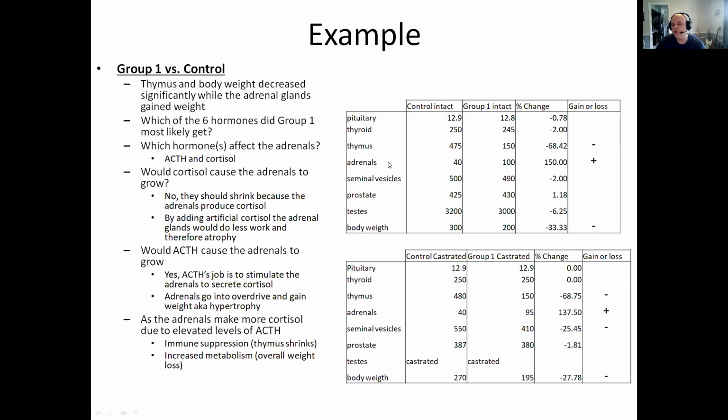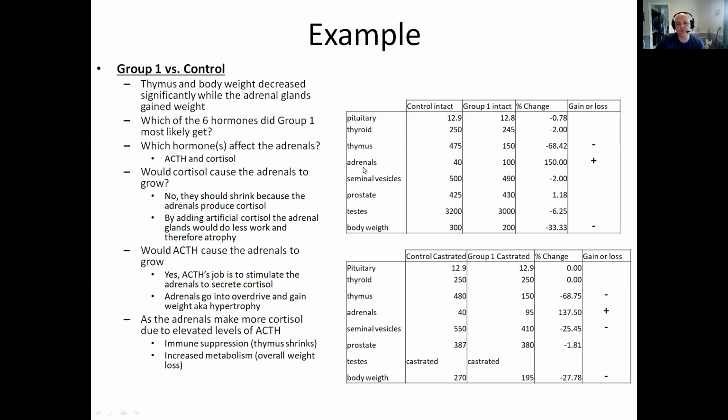What about the adrenals? Oh yeah, the adrenals are affected by 2 different hormones that we're looking at, ACTH and cortisol. Those are 2 of the treatment hormones that we know were injected into some rats, okay? So that narrows it down. Now we just look at whether an injection of ACTH or an injection of cortisol would produce this pattern that we see here in losses and gains.